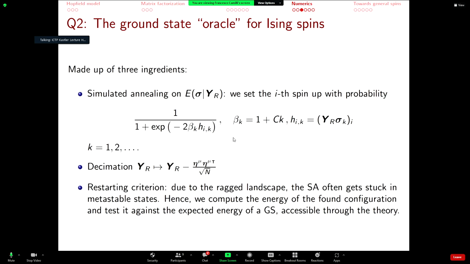And the third one is a restarting criterion, because, as I said, since this energy landscape can be very rugged and very difficult to explore for the algorithm, it is often the case that it gets stuck in metastable states, which is not what you want. You want the ground states, okay? So you need a criterion to discern whether the configuration you have converged to is really a ground state or not. So what we do is that we compute the related energy and we test it against the energy of the ground state that is predicted by theory. When this energy is higher, we discard what we have found and we start all over again, okay?